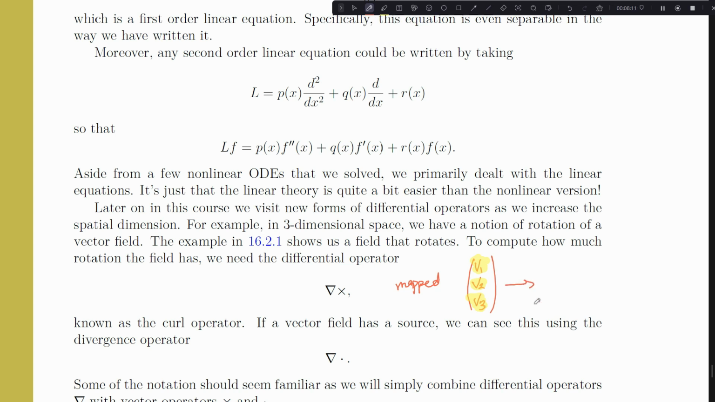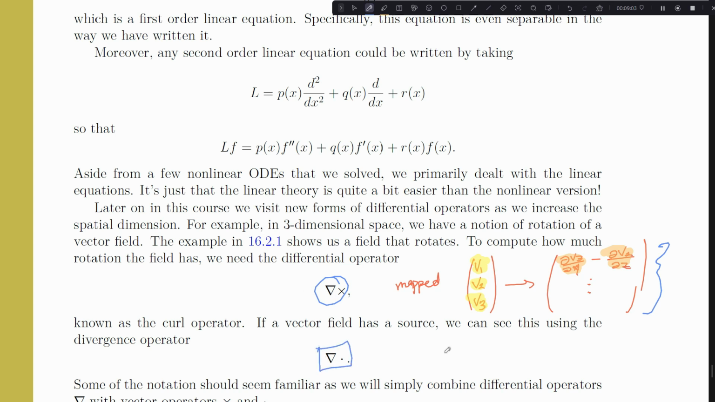And it mapped it to the curl, which I guess was something like partial v3 partial y minus partial v2 partial z, and then you had some other terms here, and that was just the curl. But each of these entries here was a linear operator on an infinite dimensional space. Then you combine those very particularly, and you recover a linear operator on 3 copies of an infinite dimensional space, and that's what the curl operator is.